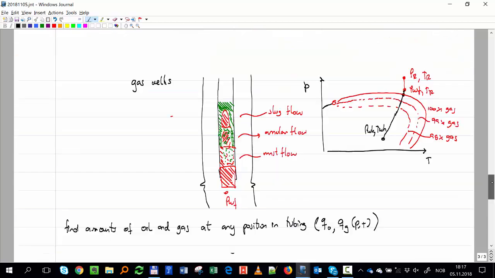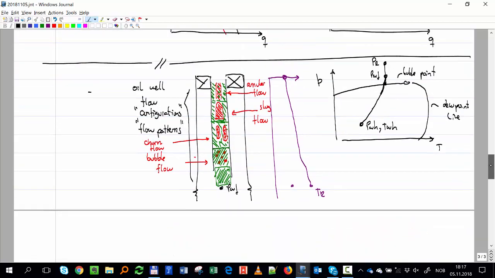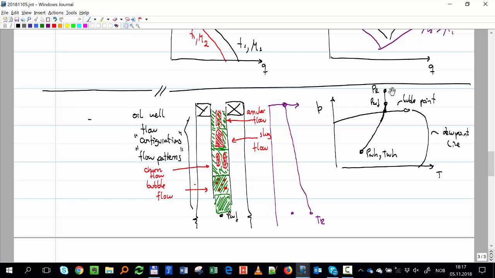Okay, so you saw now how pressure and temperature change on the tubing, and the effect it has on the fluids in the wellbore. We are going to talk later about these flow configurations, but they are very important to calculate the pressure drop. If you have single phase, it's very different than liquid with some bubbles of gas, and that's very different than a core of gas with liquid going on the walls. Very, very different pressure drop.